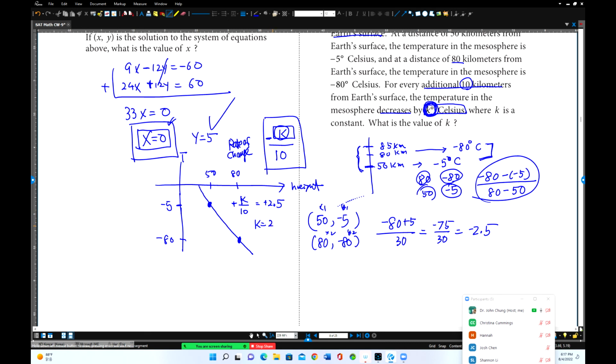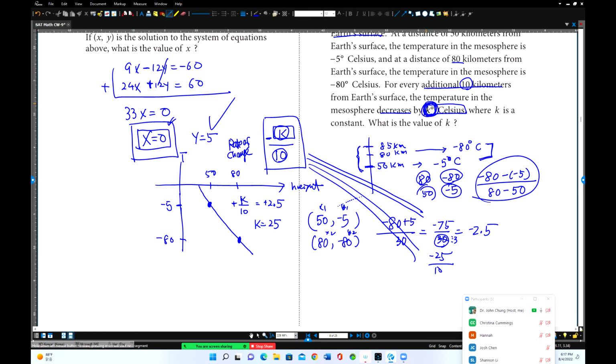2.5 times 10 equals 25. Is it okay? Or you can find the value of k from here too. This denominator is 10, and this one is what? Denominator 30. You can divide by 3 over here. 10 divided by 3 minus 25. That must be equal, right? Is it okay? Yes.